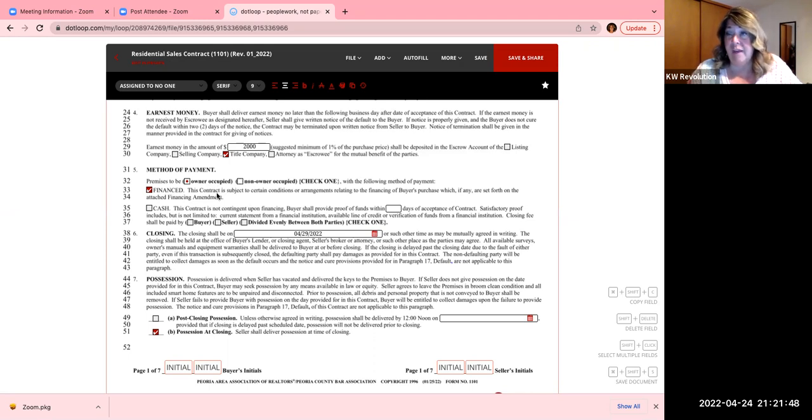If you're going to have it financed, we do have a financing amendment that will come a little bit later in the contract and show you how to fill that out. Or it could be cash. If it's going to be cash, you're going to want to provide the seller with a proof of funds.